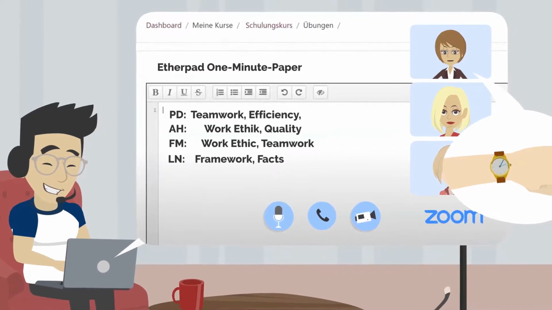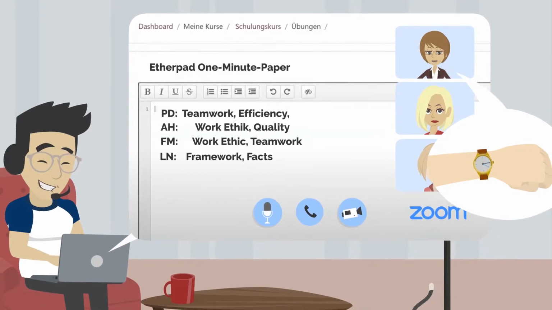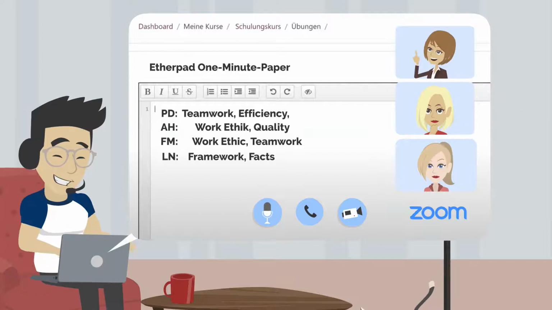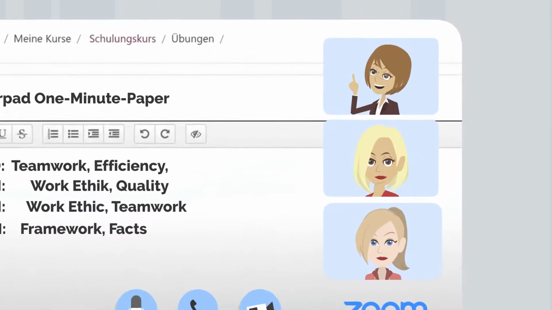You still have 15 seconds to log in and open the Etherpad. 15, 14, 13, 12, 11, and start now. Check if the aspects you wanted to focus on are included. Have a look at the results, praise the work, and comment on the input of the students.